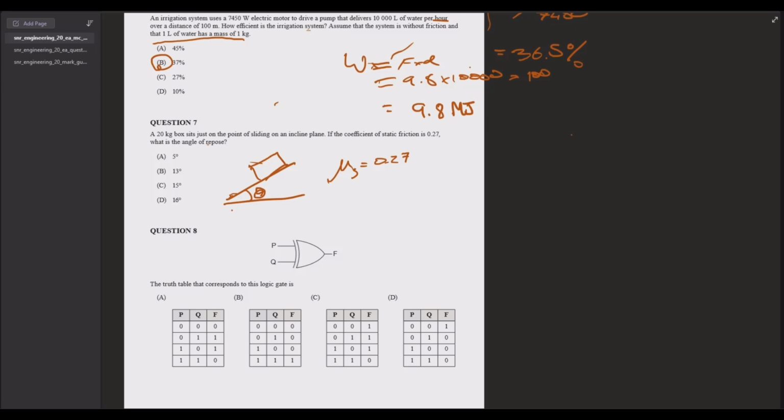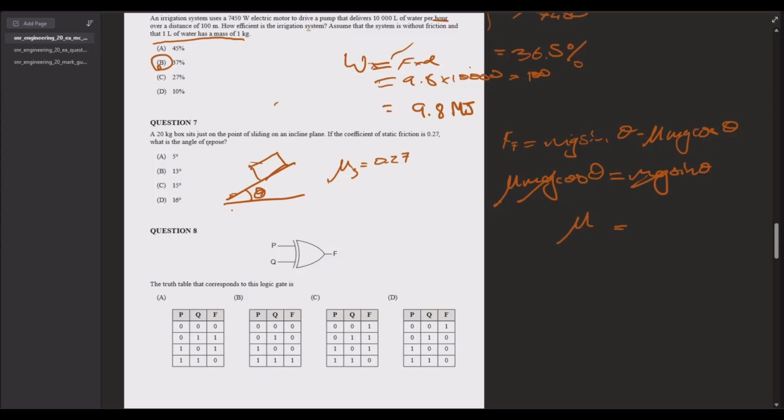And so if the box is sitting on the point of sliding, it's at rest, then from knowing our formula for final force on an inclined plane is mg sin theta minus mu mg cos theta, we know that that force is 0 because it's not moving, so we can move mu mg cos theta onto the left side and set that equal to mg sin theta. And if we do a little bit of rearranging, you'll notice that we can cancel these two and move the cos over to this side, and we get mu is tan theta. So rearrange for theta, and we get theta is tan inverse of 0.27.